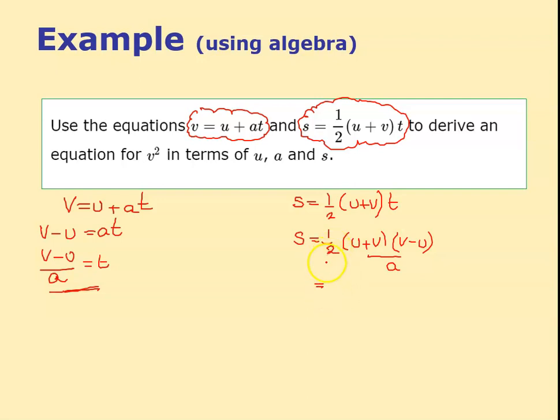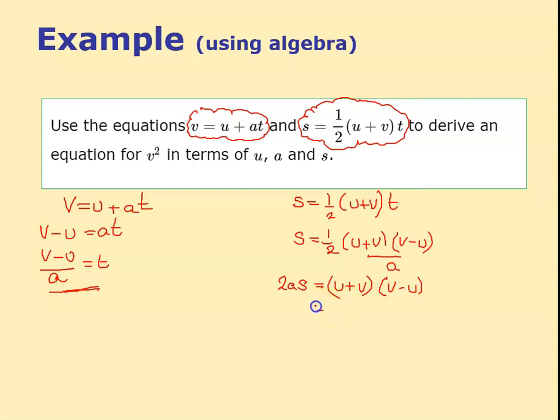I'll tell you what I want to do as well. I want to get rid of these fractions. So I want to move the a onto the other side and move the 2 onto the other side. If I do that, I reckon I get 2as equals u plus v times by v minus u.